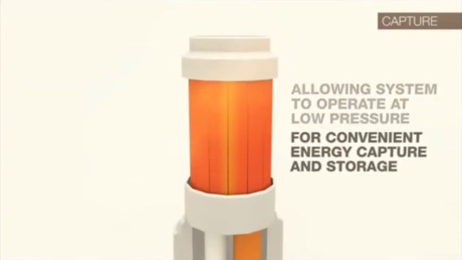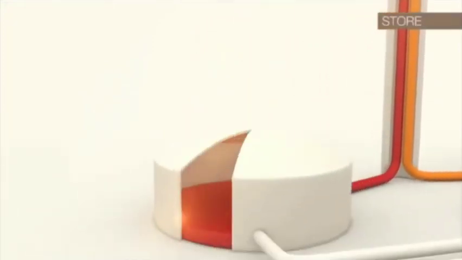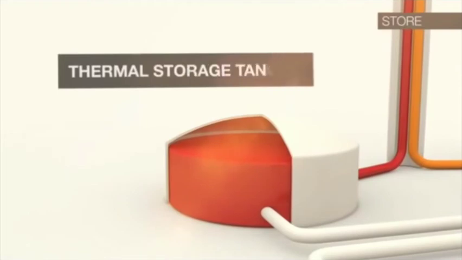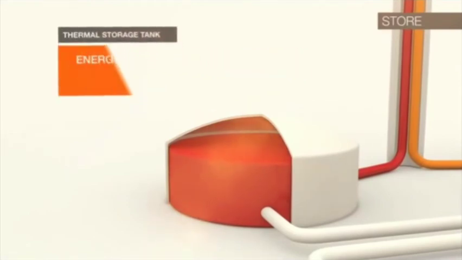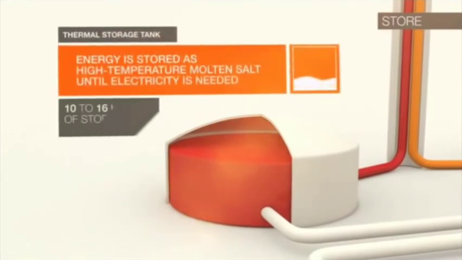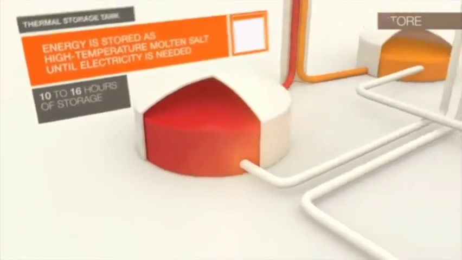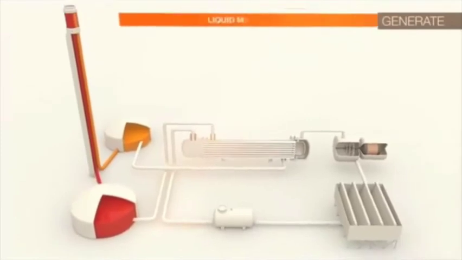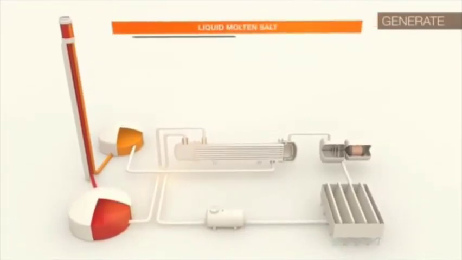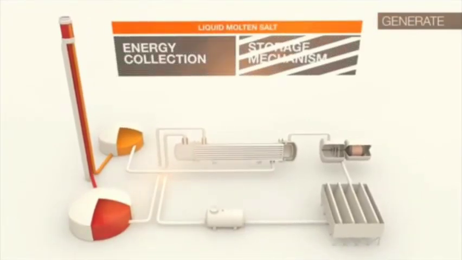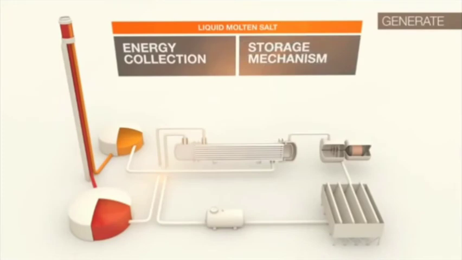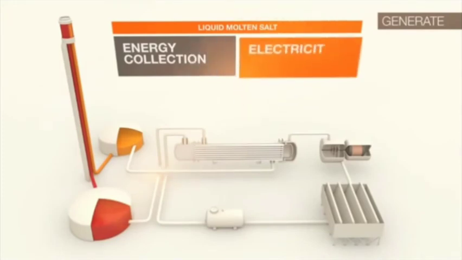After passing through the receiver, the molten salt then flows down the piping inside the tower and then to a thermal storage tank where the energy is stored as high temperature molten salt until electricity is needed. This technology leverages liquid molten salt as both the energy collection and the storage mechanism, which allows it to separate energy collection from electricity generation.